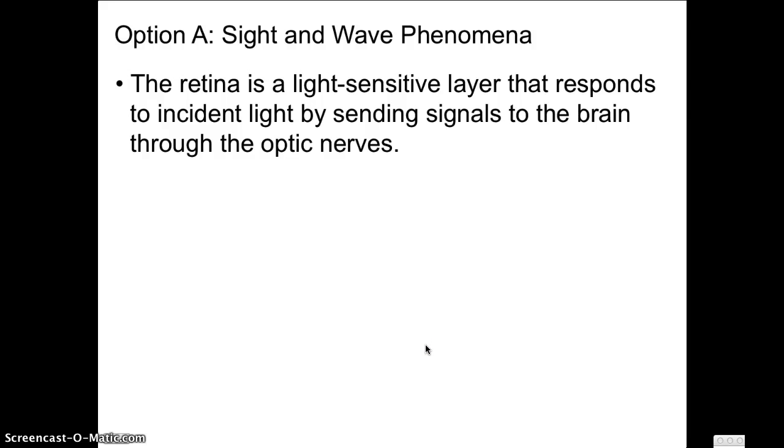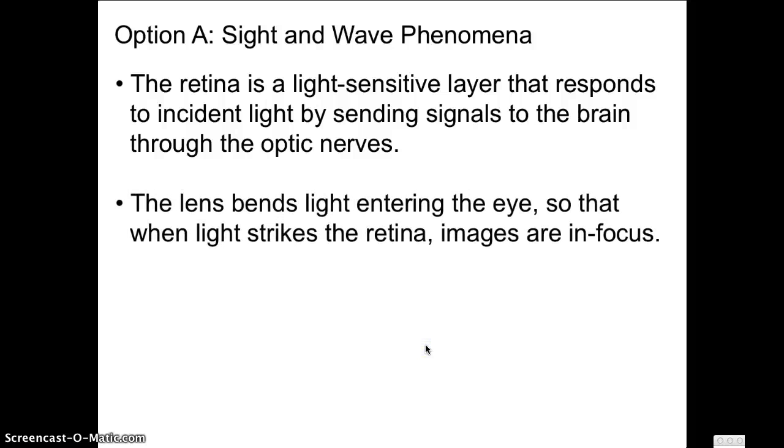The retina is a light-sensitive layer, and it responds to incident or impinging light by sending signals to the brain through the optic nerves. Those signals are then processed, and they're turned into our experience of vision. The lens bends light entering the eye, and it does this so that light hitting the retina arrives in focus. So the images hitting the retina arrive in focus thanks to the bending effect, or the refraction performed by the lens. So the lens, that's important, right? The lens is responsible for refracting light to focus it.